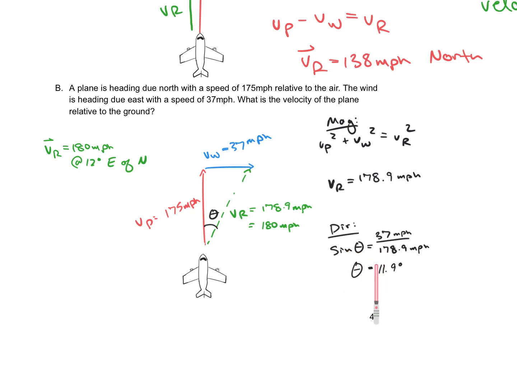So after you do the trig to determine the angle, we now have a resultant velocity vector with a magnitude of 180 miles an hour, and the direction is at 12 degrees east of north. So this was directly north. This angle right here is 12 degrees. If you were facing north, you'd have to turn 12 degrees to the east, and then you would travel 180 miles per hour in that direction.